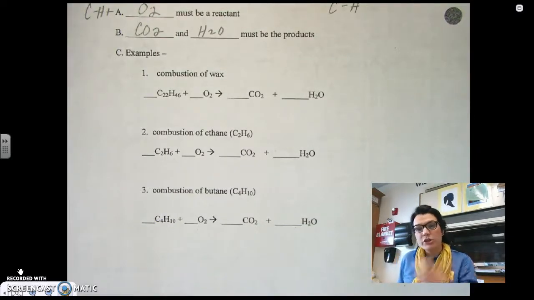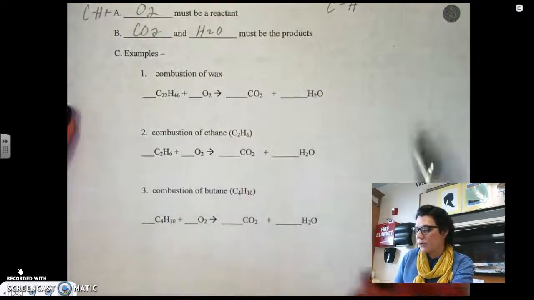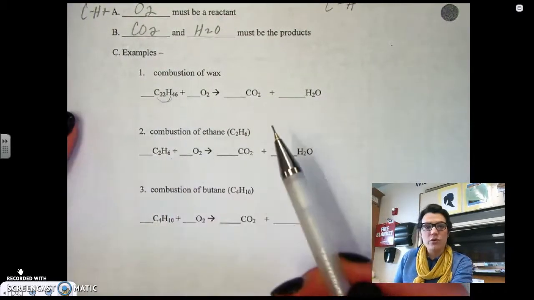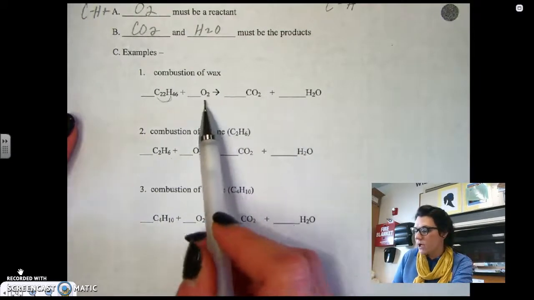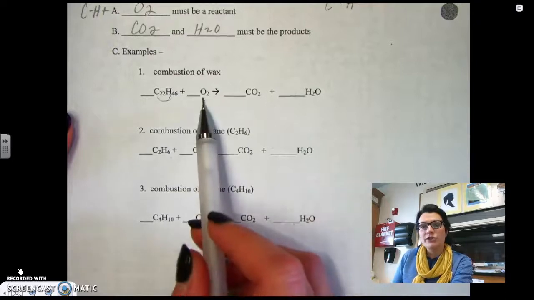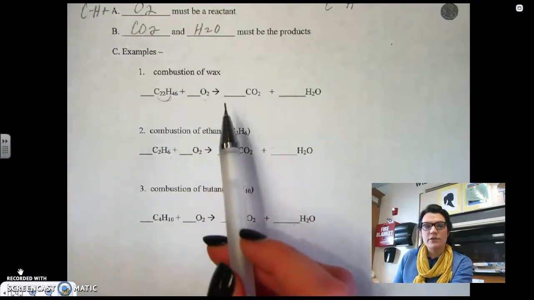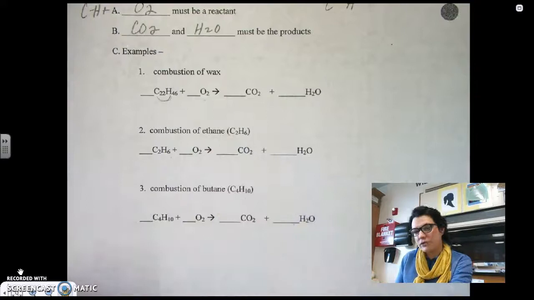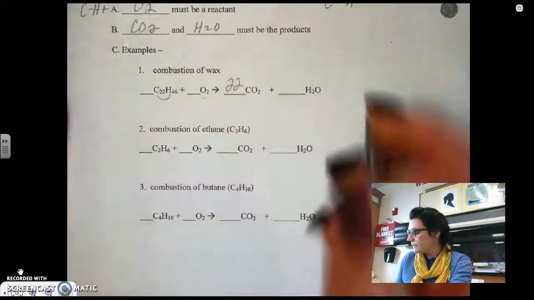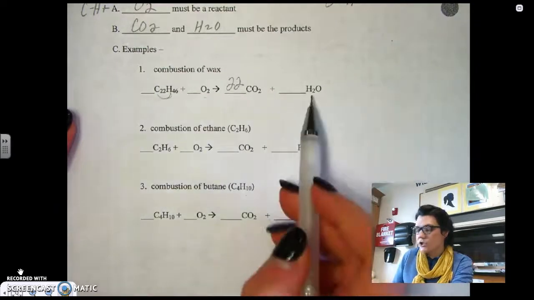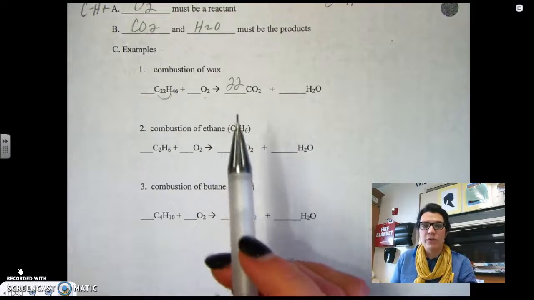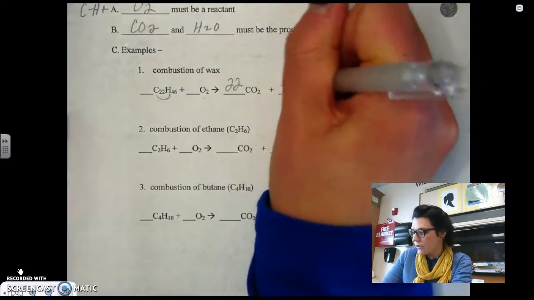Okay, the first one is the combustion of wax. So we have our hydrocarbon, which is 22 carbons and 46 hydrogens, plus O2 making carbon dioxide and water. Now, oxygen shows up by itself, so we'll balance oxygen last. So let's start with carbon, moving left to right. 22 carbons, so I need to put 22 here. 46 hydrogens, 2 hydrogens, so I need to ask myself, what times 2 gives me 46? And the answer to that is 23.